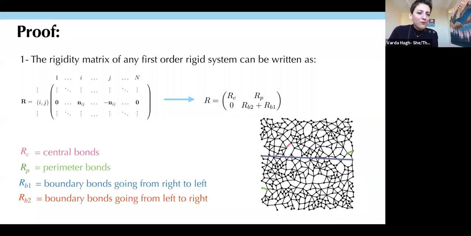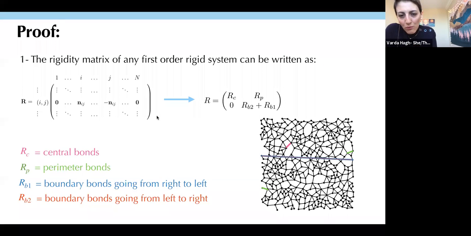Now, what's the proof? Okay, so the proof goes like this. I'm going to walk you through the steps of the proof. If you have any questions or if there's any point along the proof that you don't understand, please stop me and ask me. But the proof is that you can write the rigidity matrix of any first order rigid system, like I showed you, which is this matrix on the left. And then you can break it into different parts.